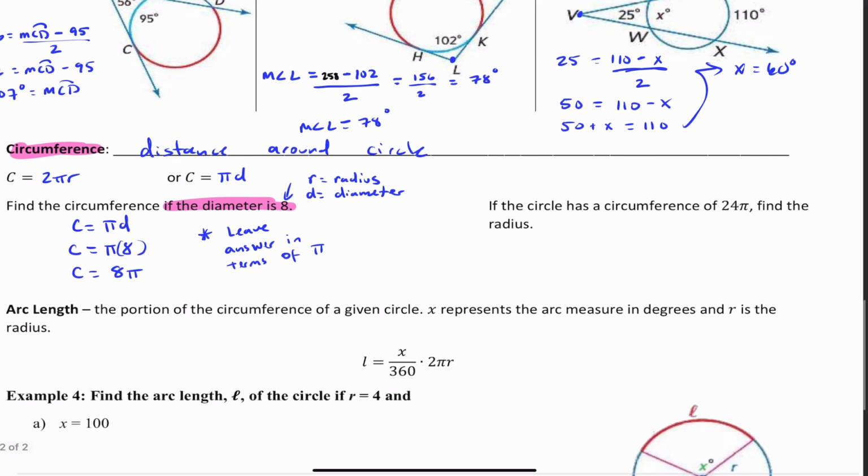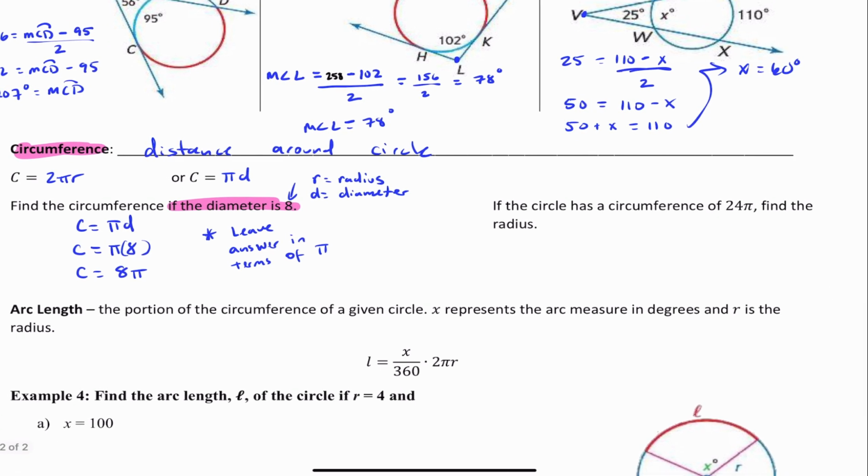For this other example here, if the circle has a circumference of 24 pi, find the radius. So you can see what we're dealing with here. So which formula do I use? Do I use the first one or do I use the second one? I'm going to go ahead and use the first one here. C equals 2 pi r. Now, notice that the circumference is given, right? The circumference is 24 pi. So I'm going to replace C with 24 pi, which is equal to 2 pi r, right?